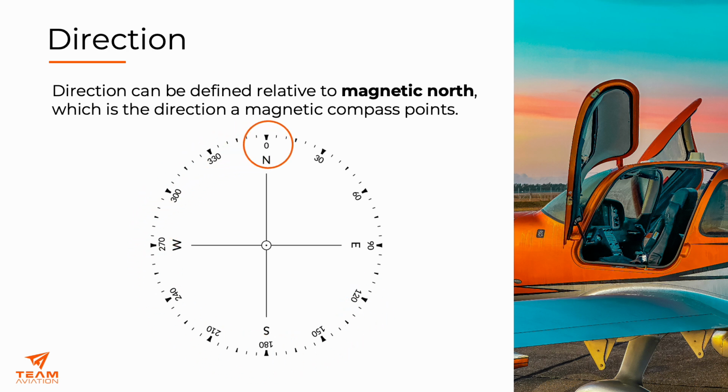All right. In aviation, direction is measured relative to magnetic north, which is the direction a magnetic compass points. This is crucial for navigation, as pilots use magnetic headings to maintain course and communicate with air traffic control. Here's how it works. North is 0 degrees, or 360 degrees. East is 090 degrees. South is 180 degrees. West is 270 degrees. Every heading in between is measured in degrees, allowing precise navigation.